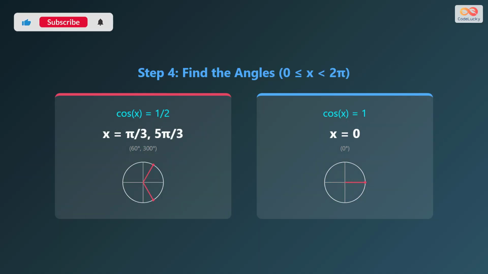The final step is to find the angles that satisfy these values. For cosine x equals 1/2, the angles in the unit circle are pi over 3 and 5 pi over 3, or 60 and 300 degrees. For cosine x equals 1, the angle is 0 radians. These are our final solutions for x within the standard range of 0 to 2 pi.